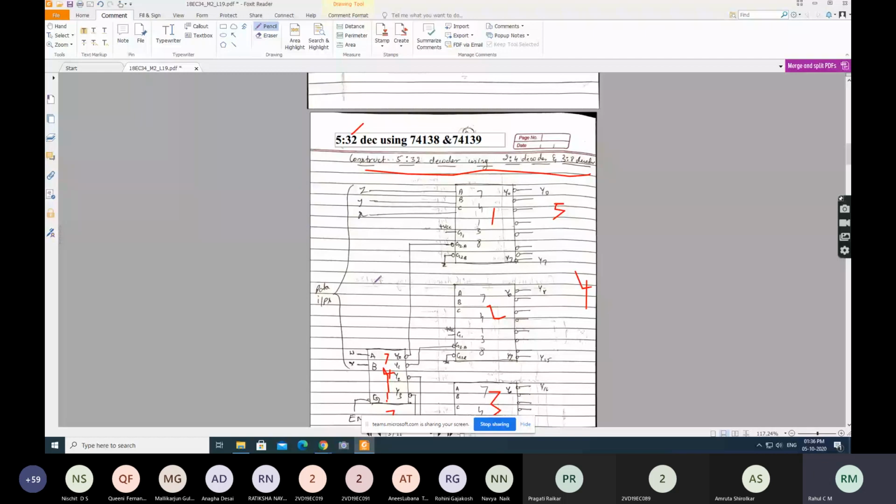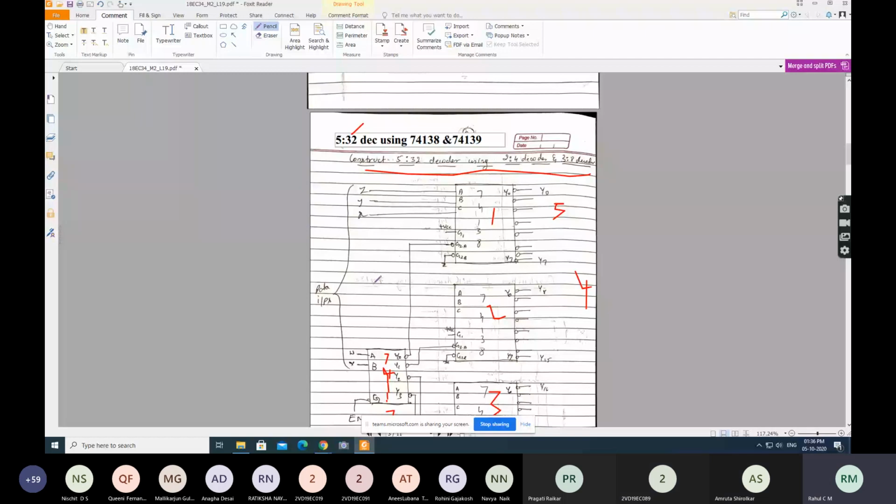Can a decoder have 33 inputs? No, sir. Why? It should be of the order of 2 raised to n. Basic block diagram again: a decoder has 2 raised to n output lines and n input lines. You are understanding, everyone? Yes, sir.